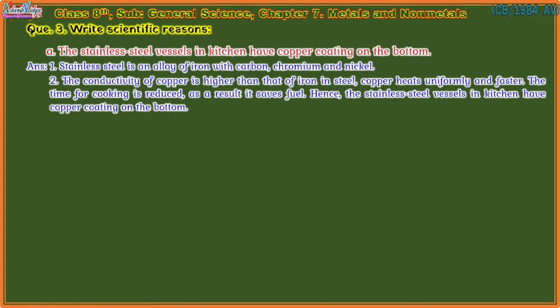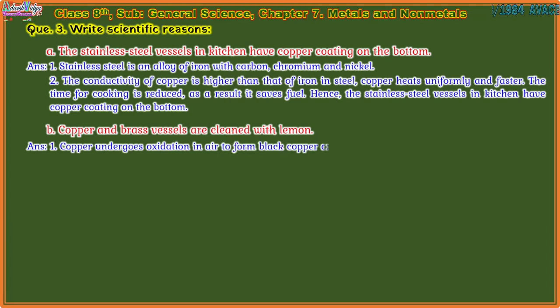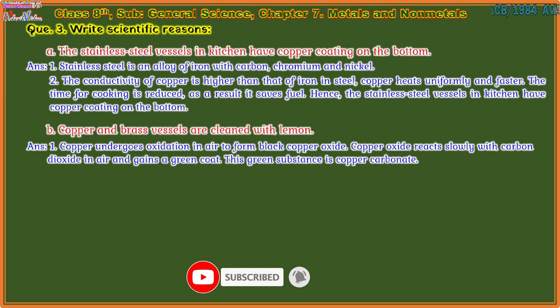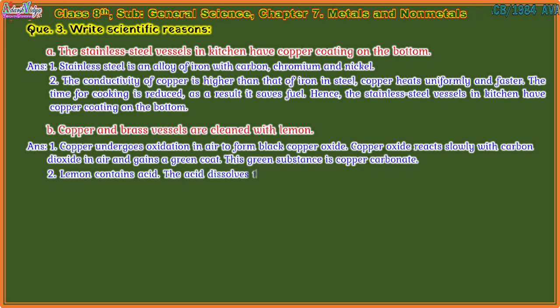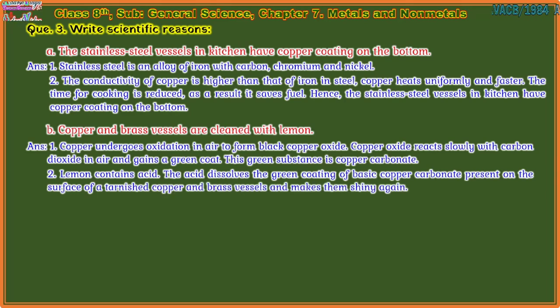Second question is, copper and brass vessels are cleaned with lemon. Answer, first point: copper undergoes oxidation in air to form black copper oxide. Copper oxide reacts slowly with carbon dioxide in air and gains a green coat. This green substance is copper carbonate. Second point: lemon contains acid. The acid dissolves the green coating of basic copper carbonate present on the surface of tarnished copper and brass vessels and makes them shiny again.